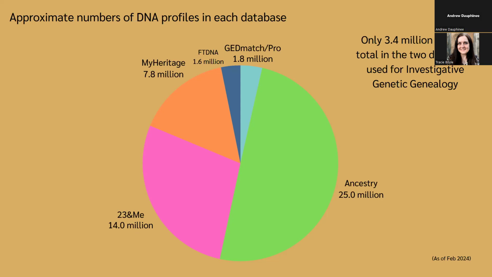MyHeritage follows with 7.8 million profiles, GenMatch with 1.8 million profiles, and Family Tree with 1.6 million profiles. This means that Ancestry has the same amount of testers as 23andMe, MyHeritage, Family Tree DNA, and GenMatch combined. For investigative genetic genealogy, we rely solely on Family Tree DNA and GenMatch Pro. Combined, these databases only contain around 3.4 million profiles.